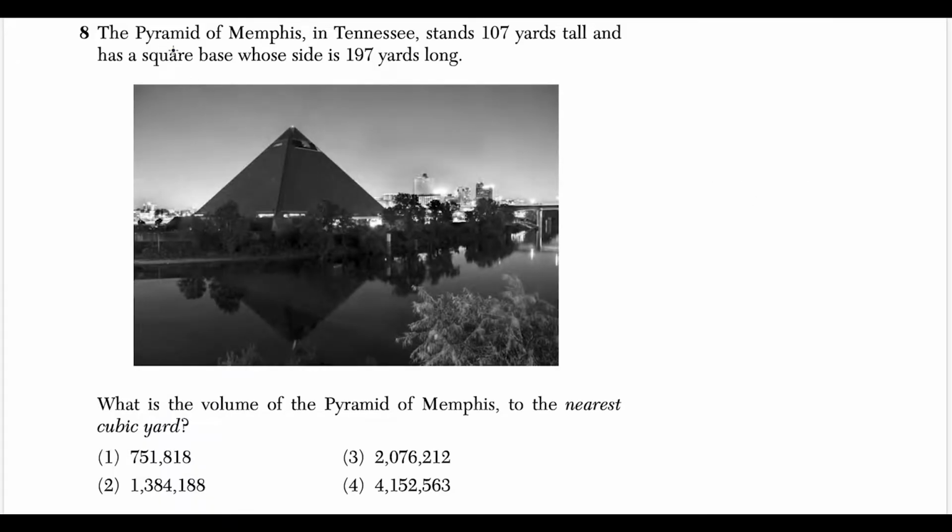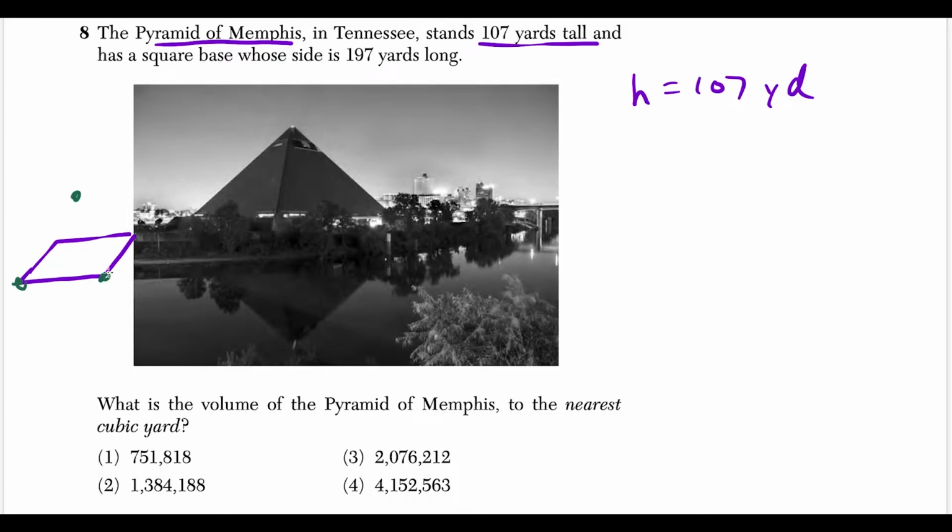Question 8, we have the Pyramid of Memphis in Tennessee, and it stands 107 yards tall. So the height is 107 yards, and we have a square base. So what I like to draw out with these, if this picture doesn't really do it justice, is a square pyramid, and I'll draw this a little bit slanted here, has a square base, and then all of these points here will connect to the top of the pyramid like this. So the pyramid is going to look something like this. If we were able to see through it, it would look something kind of like this.